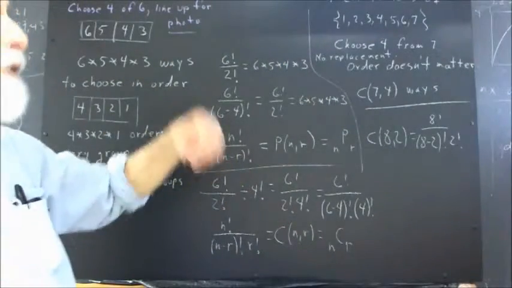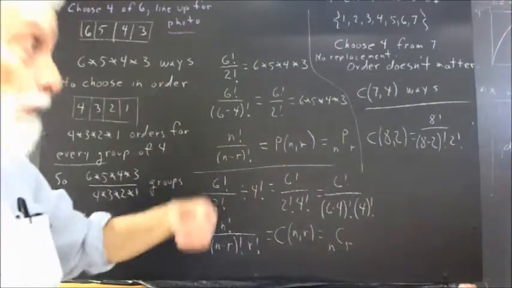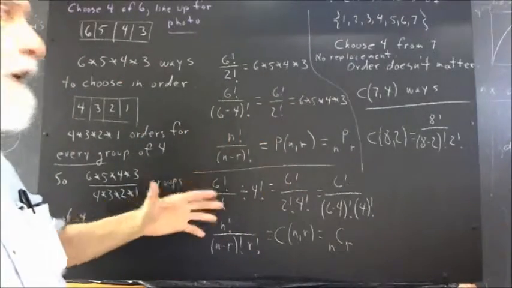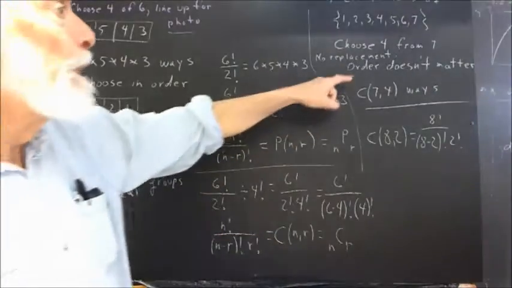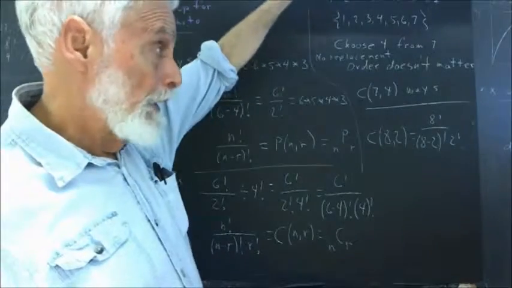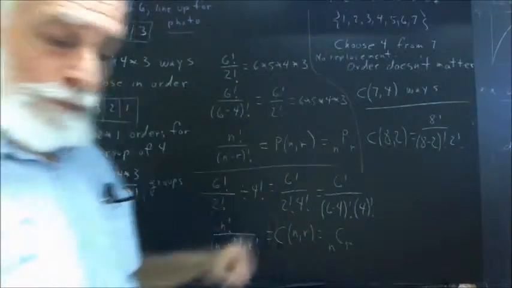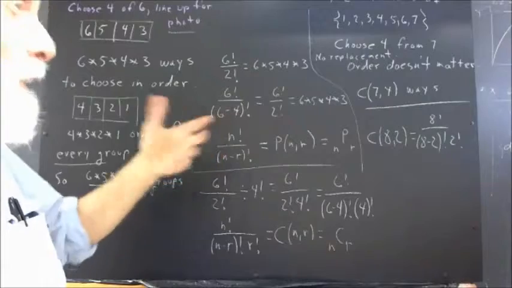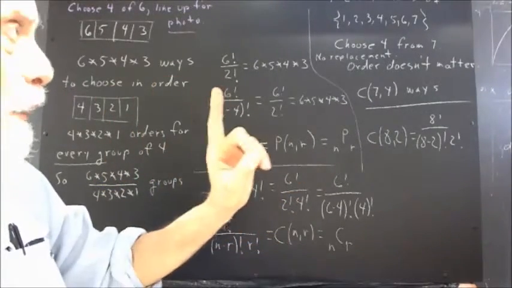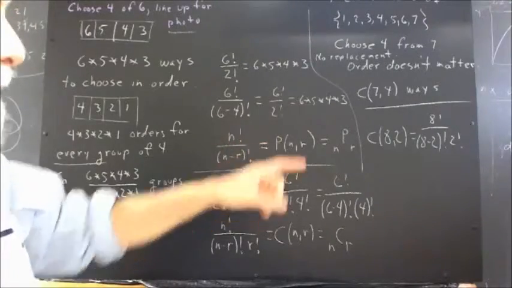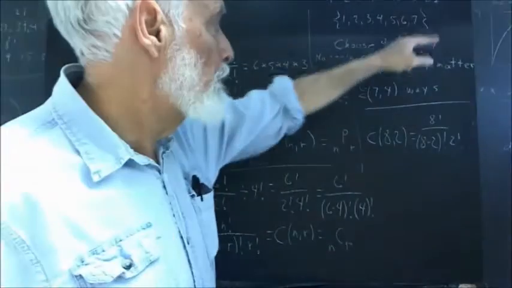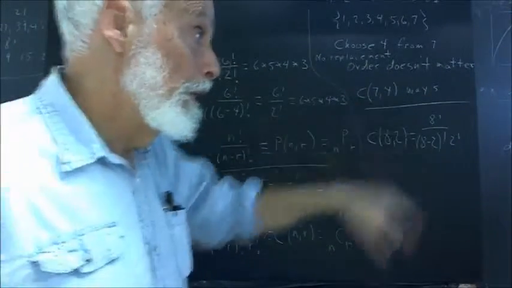And the order in which numbers or elements are listed in the set has no effect on what the set is. They can be listed in any order, so order doesn't matter. And of course, there's no replacement. If we were to choose the same number twice, even if we wanted to list it twice within the set, that element would still be only in the set one time. It's either in there or it isn't. So order doesn't matter, no replacement. We're choosing 4 from 7, so the number of ways is C of 7, 4.